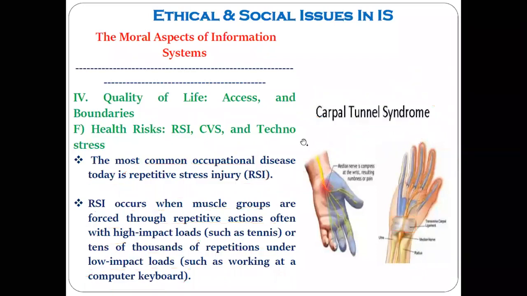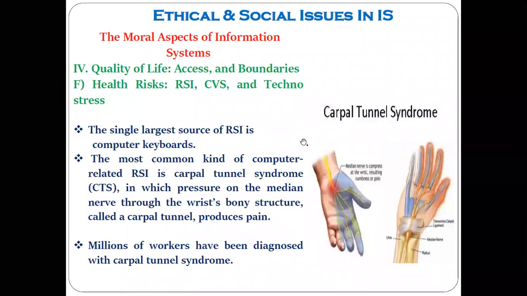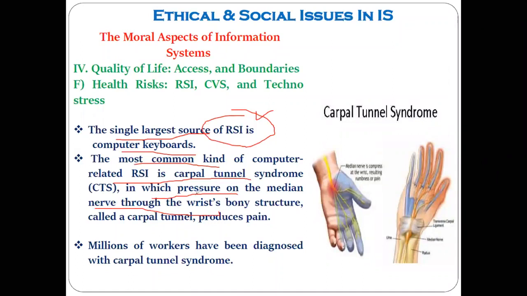Related to the same thing we have discussed, the single largest source of RSI is the computer keyboard. Because of the computer keyboard, repetitive stress injuries can happen. The most common kind of computer related RSI is carpal tunnel syndrome, in which there is pressure on the median nerves through the wrist, on the bony structure. This is called carpal tunnel and it produces pain.